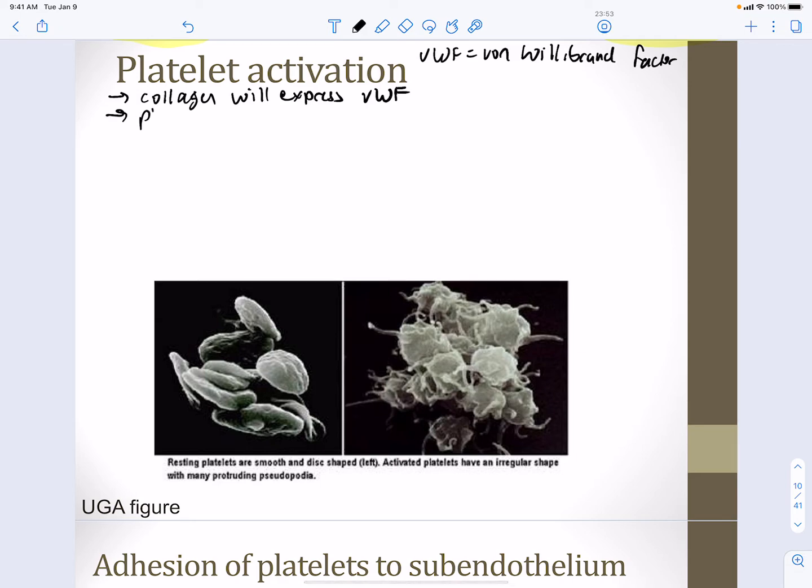Okay, and so the platelet will see von Willebrand factor and bind to it. There are some deficiencies of von Willebrand factor, and this causes von Willebrand disease. This is, of course, going to be associated with bleeding, because if you can't have your platelets binding to the site that gets damaged, then you're going to have excessive bleeding.